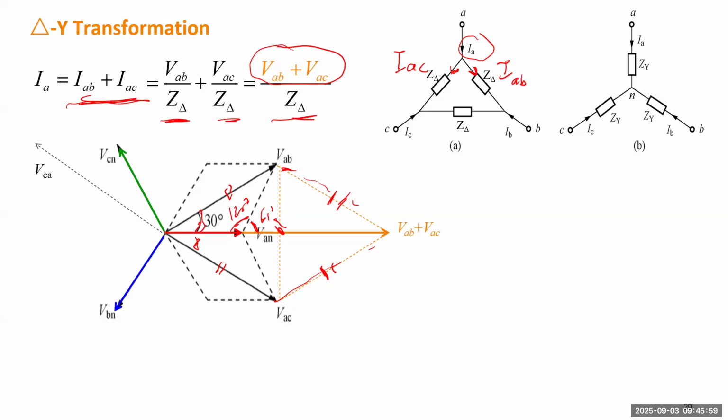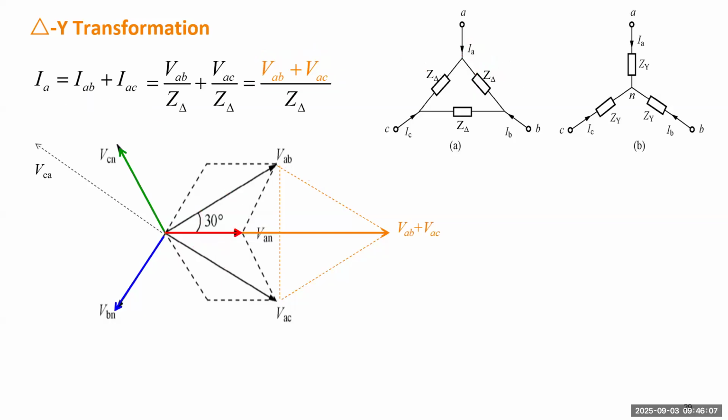Let me clean this up. So if this part is 1, what is this part? This is half. And this part is also 1 plus a half. So the total is 3. So this line is 3 times each edge, 3 times the VN.